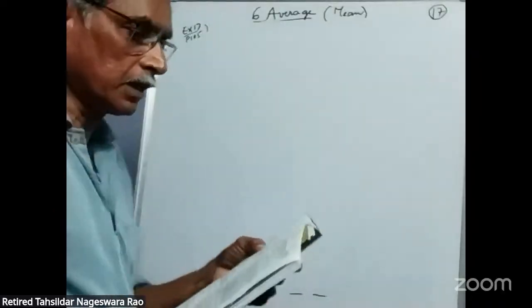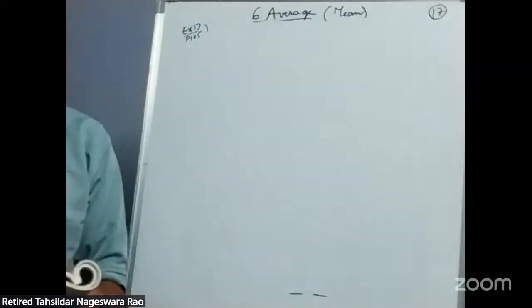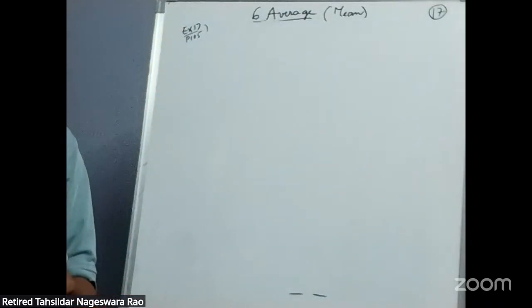In a class, there are 50 students. Their average weight is 45 kg. When a student leaves the class, the average is reduced by 100 grams. Find the weight of the student who left the class.